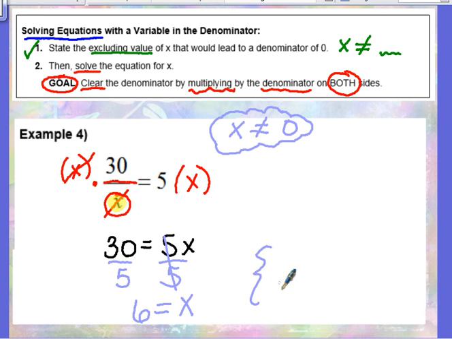Let's put our answer in a solution set like we started to do the other day. Okay, so our solution is 6. That's what makes a true statement. And we always state our restriction, x cannot be 0. And that's it.